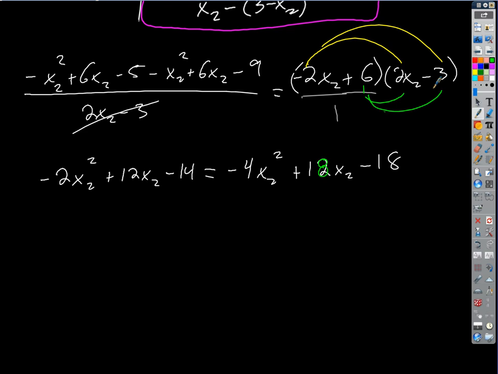Okay, so how many unknowns are there? Well, just x sub 2, right? So we're just going to push everything over to the left and make a quadratic equation in standard form, right? So then we end up with what?